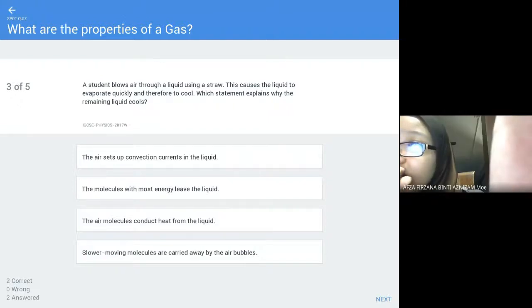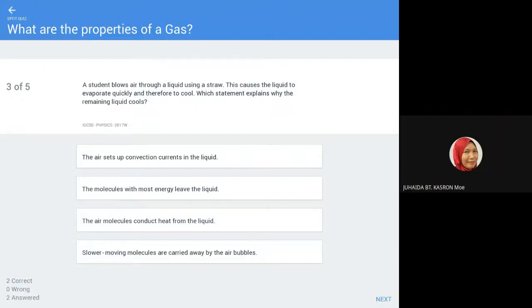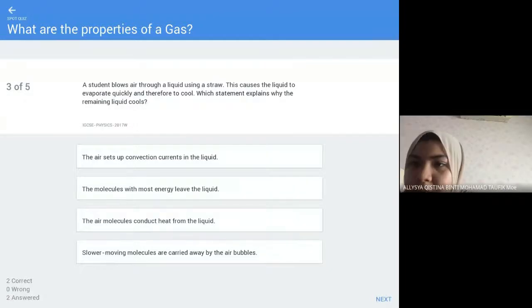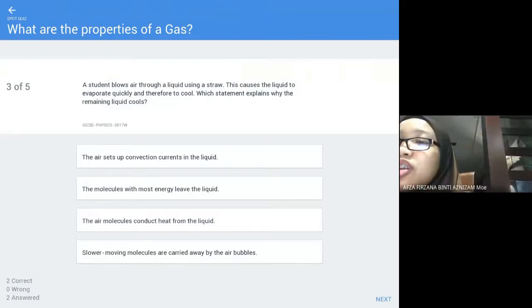Wait. The molecules. Therefore to cool. It's okay. Slow moving molecule. The air molecules conduct heat from the liquid.